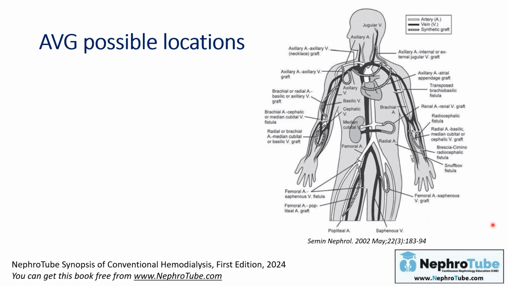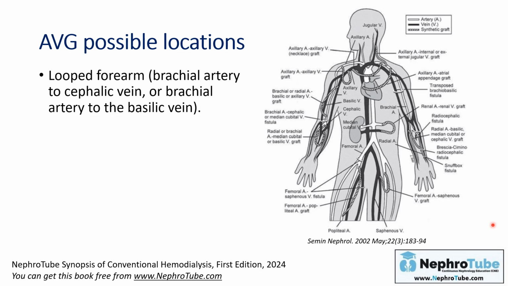Many locations. I will mention one of the most commonly used. The first is loop arm brachial artery to cephalic vein or brachial artery to basilic vein loop graft. This is brachial artery to basilic vein loop graft in the arm.